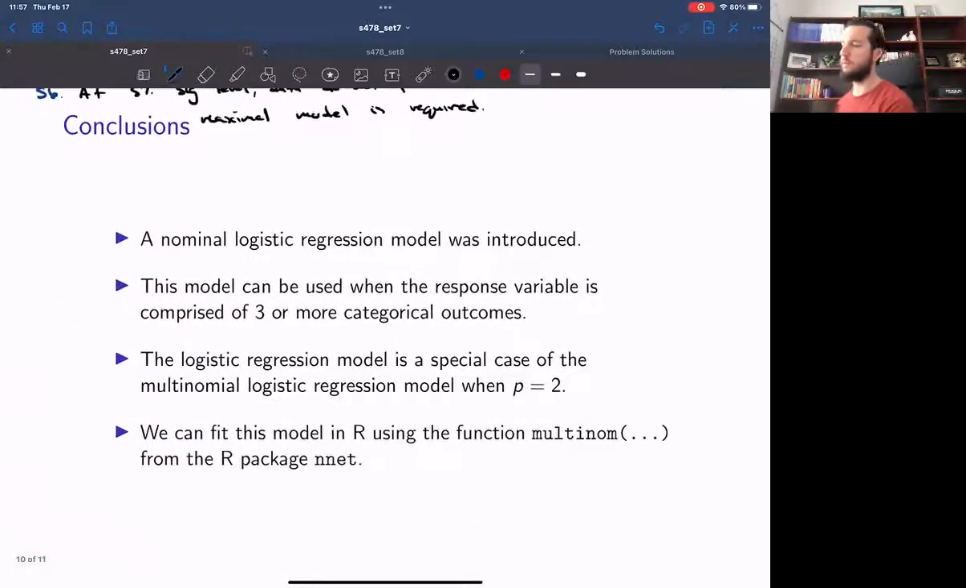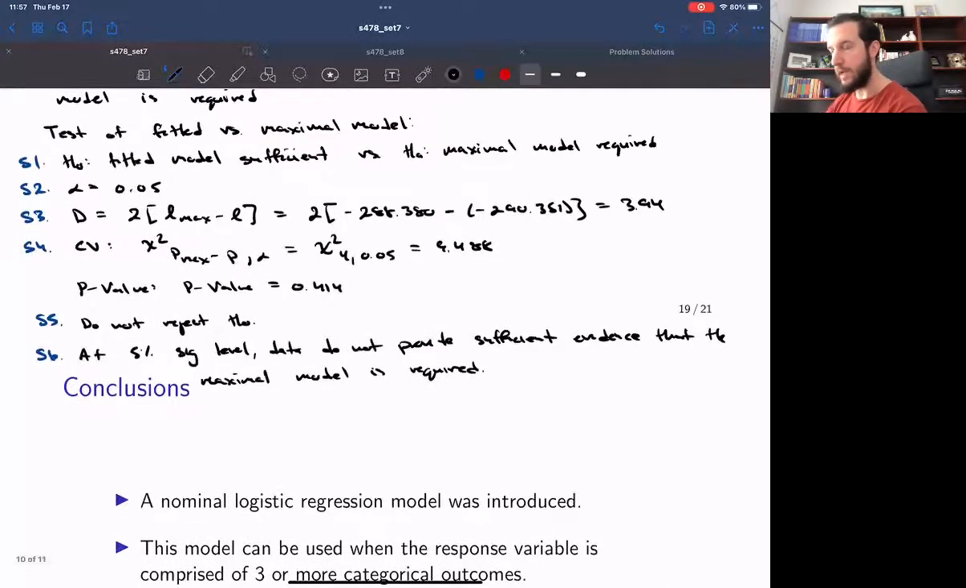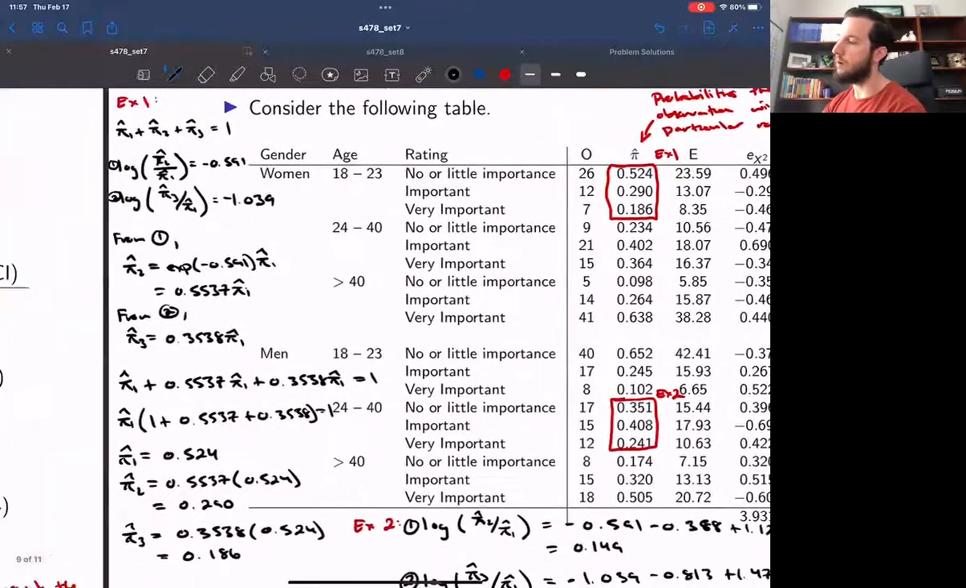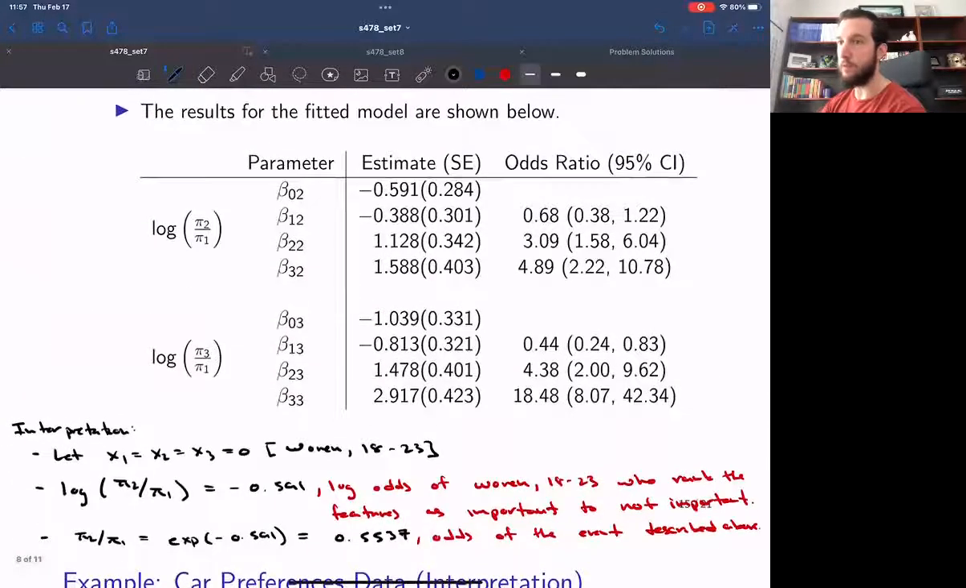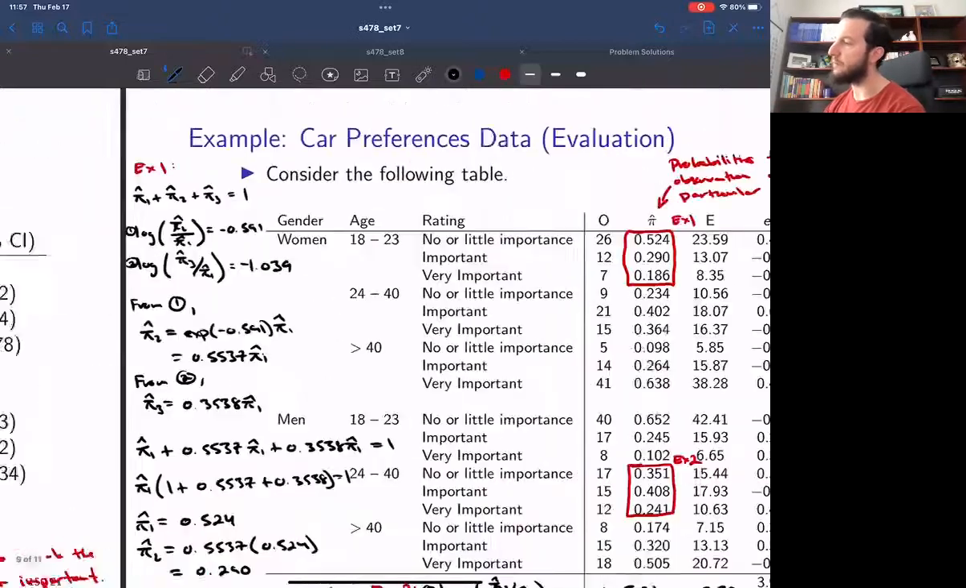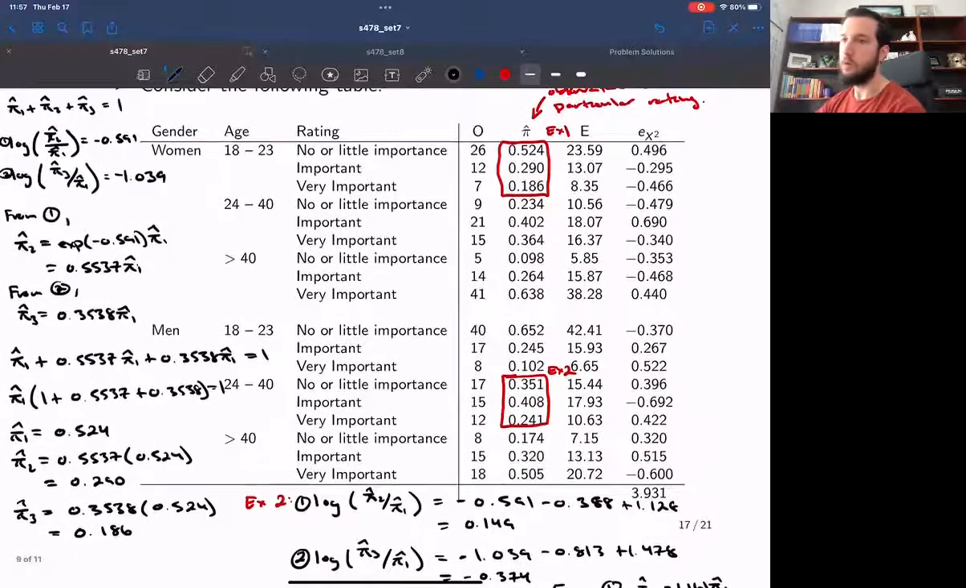Okay. So this was lecture set number 7, which was focused on the nominal logistic regression model. This is the model we fit through the multinom function from the R package nnet. We talked about the fitting of this yesterday in lab, but we hadn't seen interpretation yet. All of the output values shown here will be the same as in the code. And if you compute the fitted values, you will get the probabilities shown here.